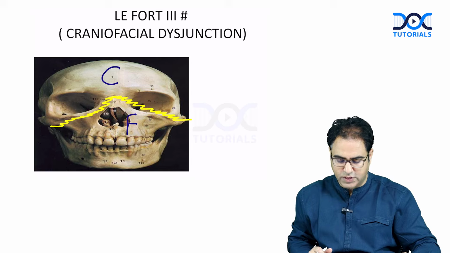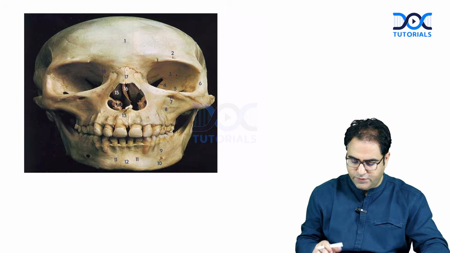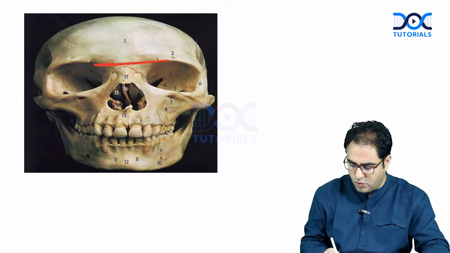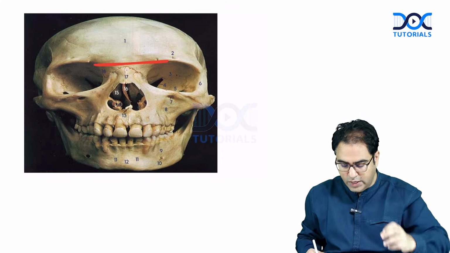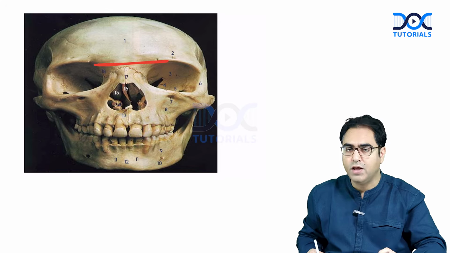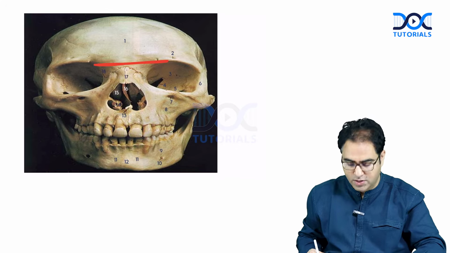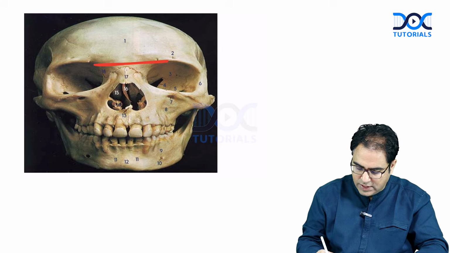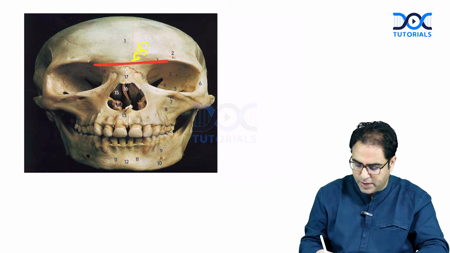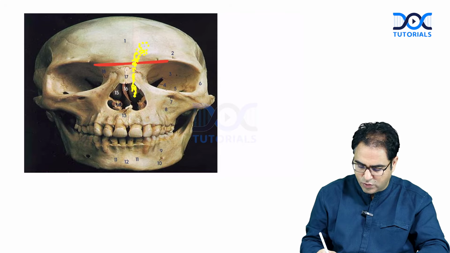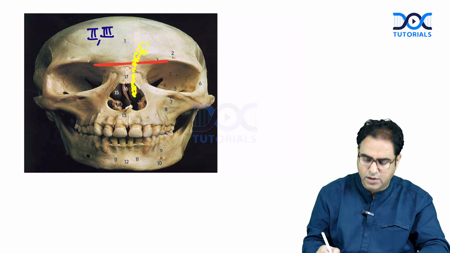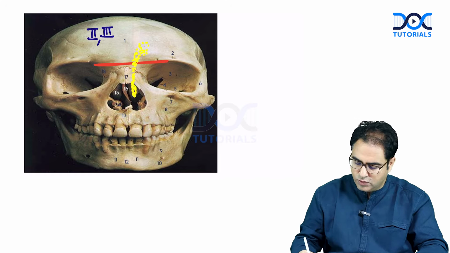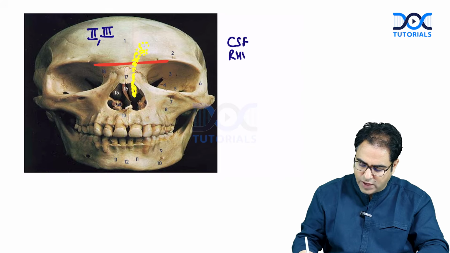Okay, craniofacial disjunction. My dear friends, you would agree with me when I say that roof of nose is base of skull. So LeFort 2 and LeFort 3 are passing through base of skull. So there is a chance that there is CSF in the brain. If there is fracture here, there can be CSF Rhinorrhea. So LeFort 2 and LeFort 3 fracture are passing through base of skull, so there is a possibility of CSF Rhinorrhea.